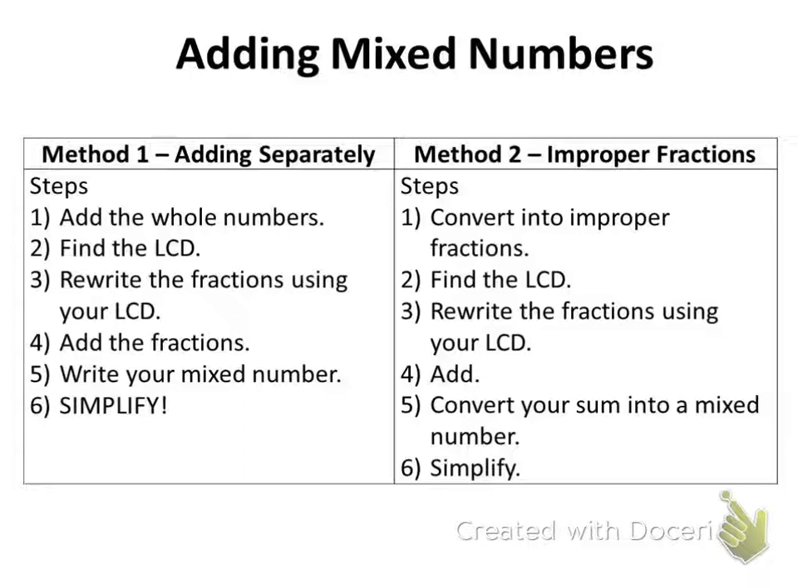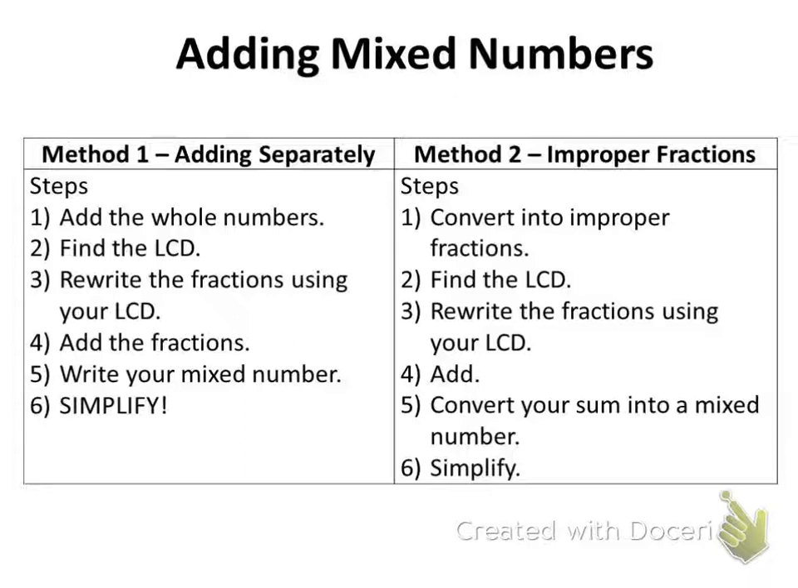Method 1 is adding separately. I know you've done this one in elementary school. So the steps are to add the whole numbers, find the lowest common denominator, rewrite the fractions using your lowest common denominator, add the fractions, write your mixed number, and simplify.